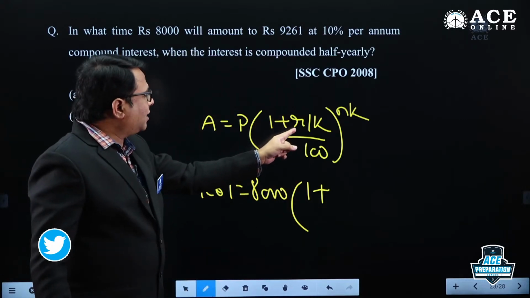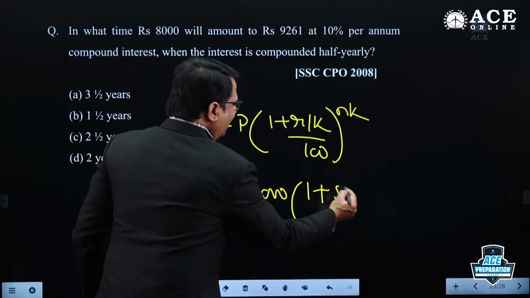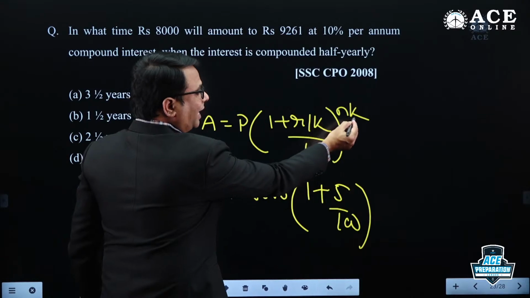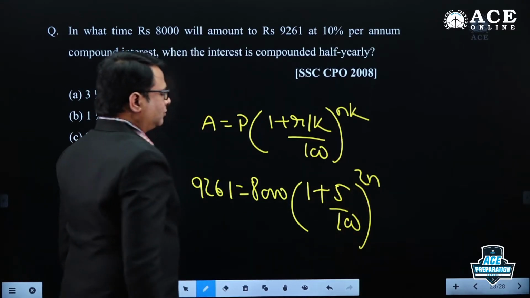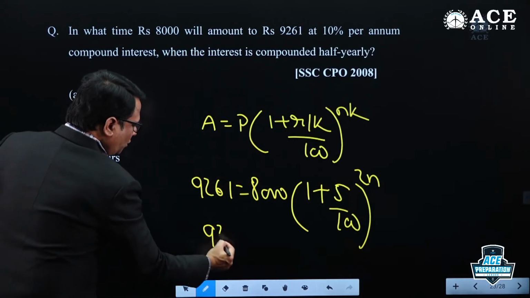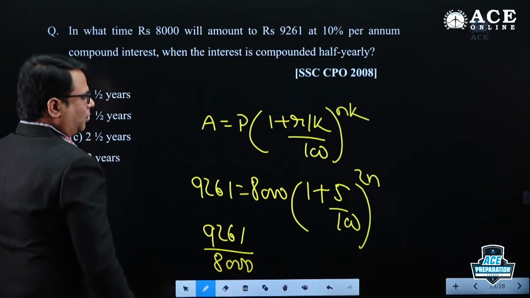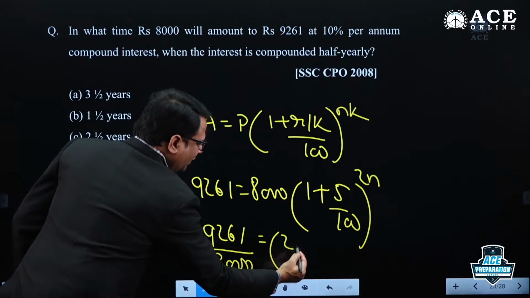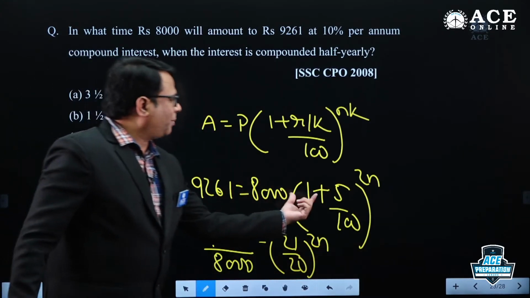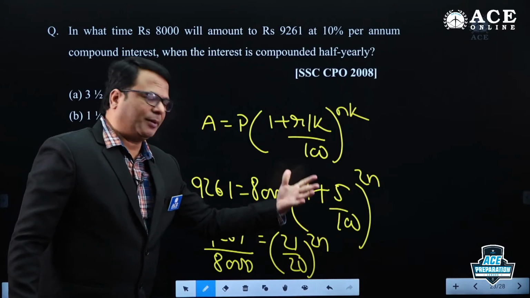So R is 10, K is 2. 10 by 2 is how much? 5. So 5 by 100 whole to the power of n, which we don't know and have to calculate, but K is 2. So it is 2n. Okay. Now this 8,000 will come down. 9,261 by 8,000 equal to 21 by 20 whole to the power of 2n. The value in bracket is 105 by 100. If simplified, you get 21 by 20 whole to the power of 2n.